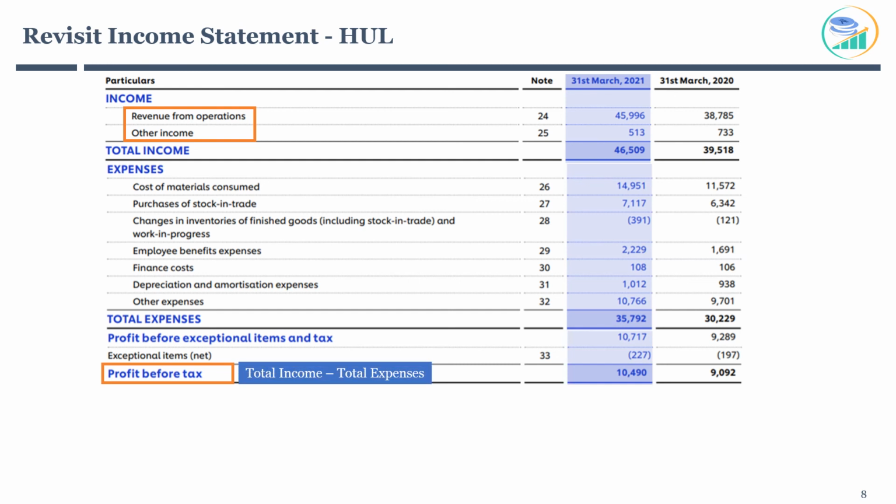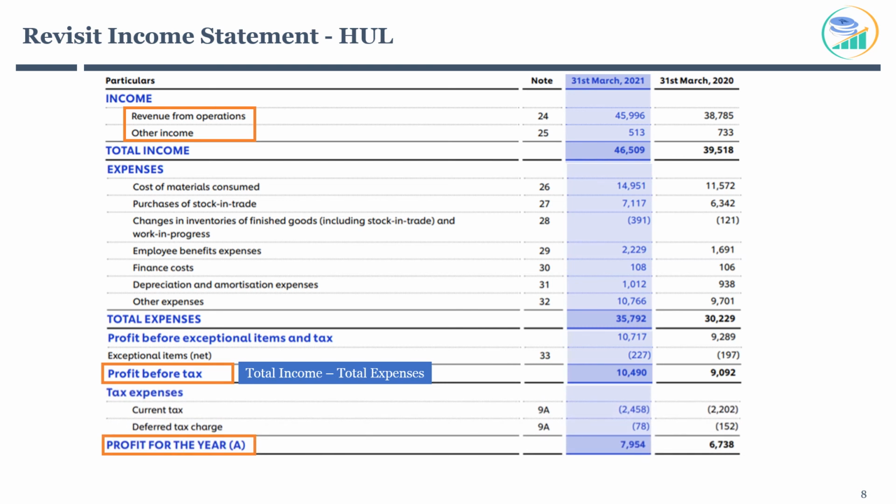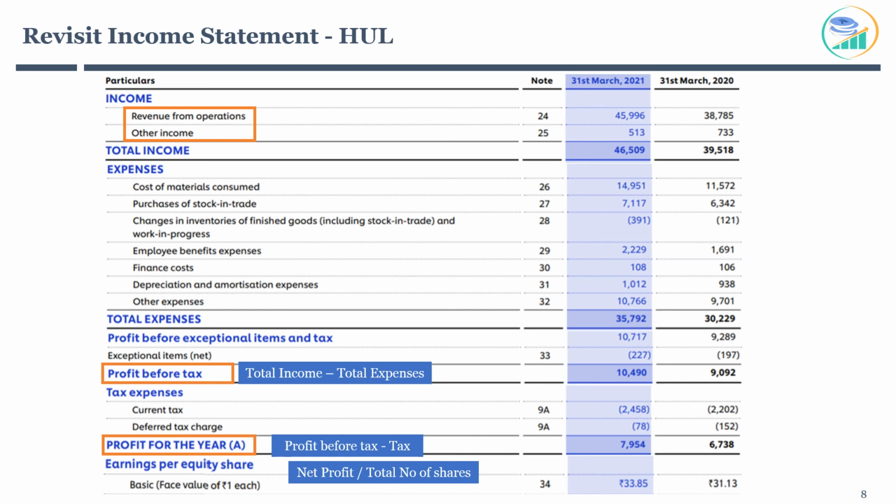The next line item is net profit or profit for the year. You arrive at the net profit after deducting all the applicable tax from profit before tax. The last line on the income statement is earnings per share. It is calculated as net profit divided by shares outstanding. Please remember almost all the line items on the income statement will have an associated note. You can review the notes in the annual report to seek greater clarity and breakup of each line item.